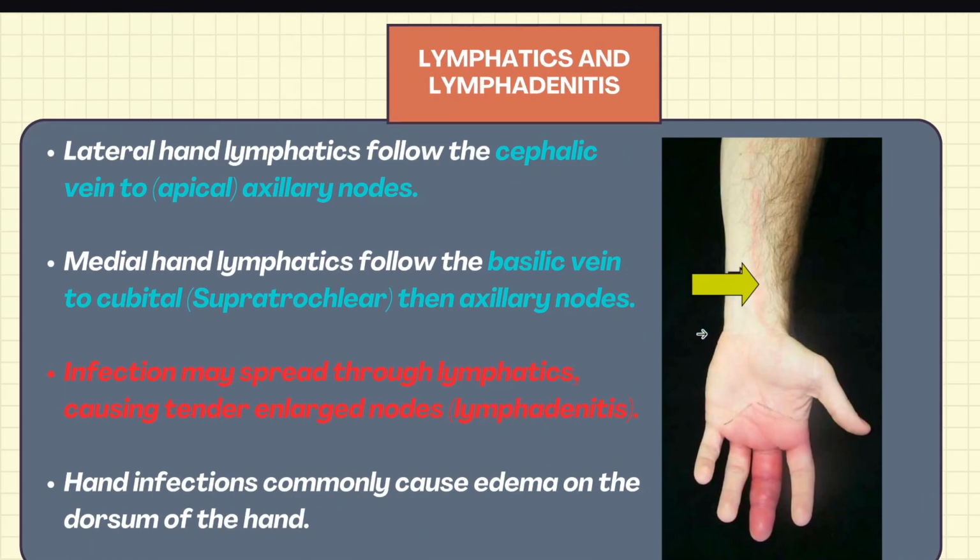Now, lastly, let's talk about the lymphatics and the disease and infection. For the lateral hand, the lymphatics are going to follow the cephalic vein, and once it follows the lateral side, it's going to go all the way up to your apical region and to the axillary node. However, for the medial hand, it's going to follow the basilic vein to the cubital area, which is at the elbow, also called the supratrochlear area. Then it's later going to go to the axillary nodes. Now, infections may spread there, and it's going to cause lymphadenitis. And hand infections commonly cause edema on the dorsum of the hand.